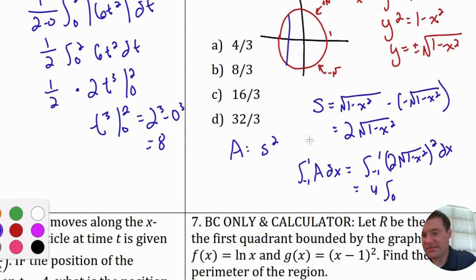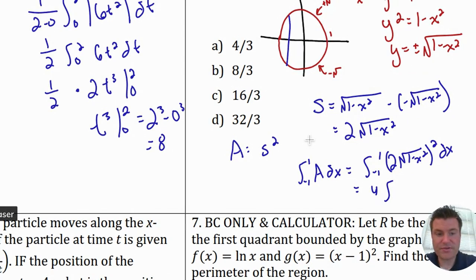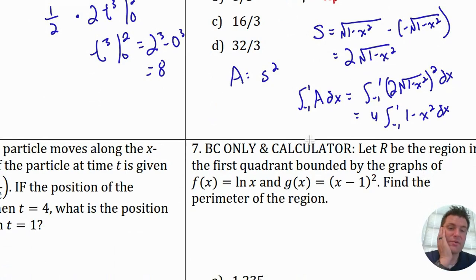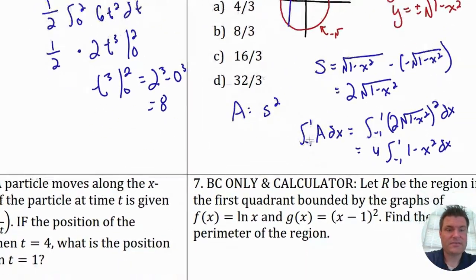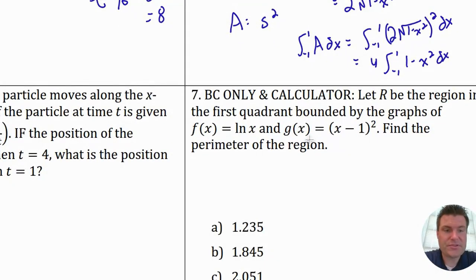I'm actually getting ahead of myself here on a little bit of a shortcut I want to do. Of 1 minus x squared dx. I'm running out of room here, but 1 minus x squared is an even function, so I can actually integrate from 0 to 1 and just double what I have. So this is going to be equal to 8 integral from 0 to 1 of 1 minus x squared dx.